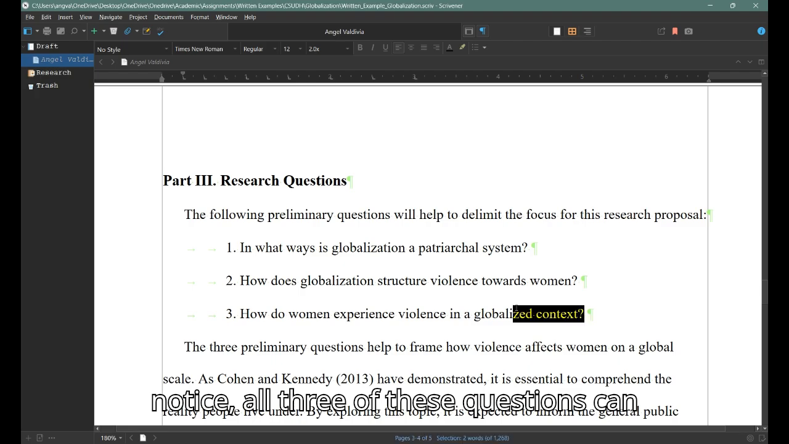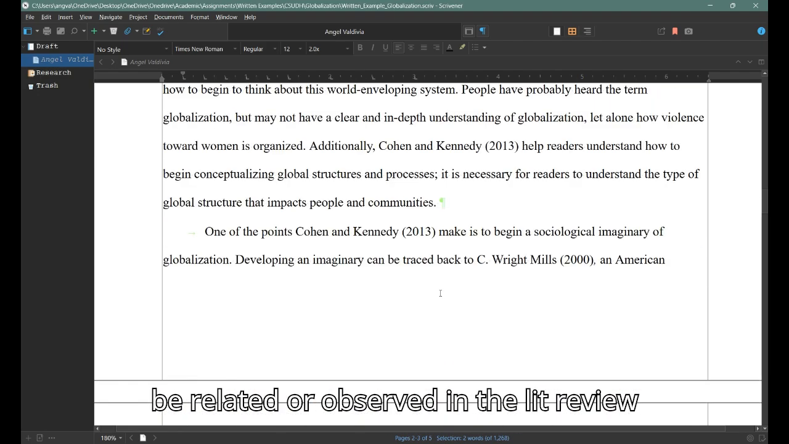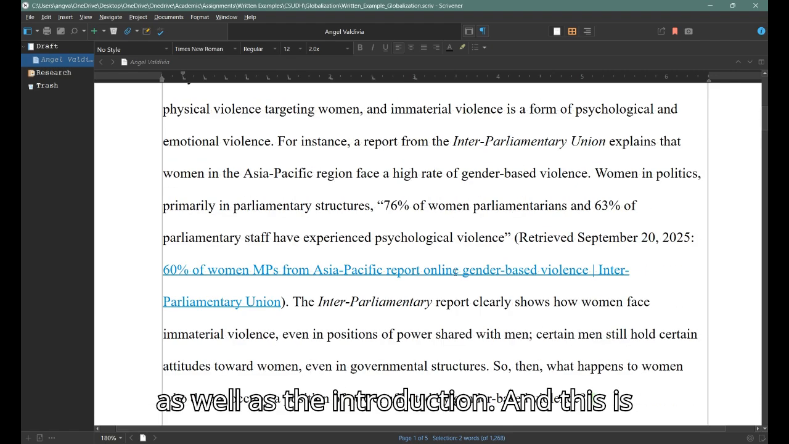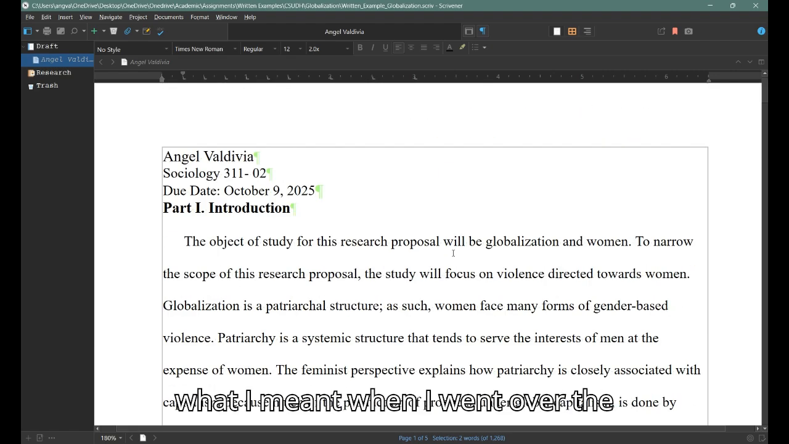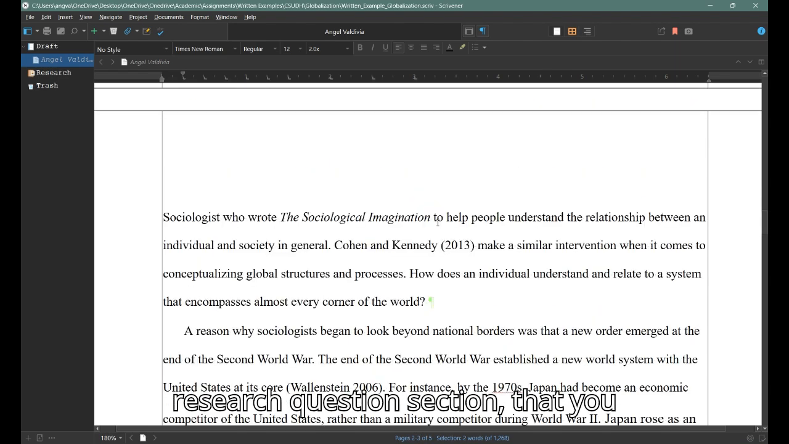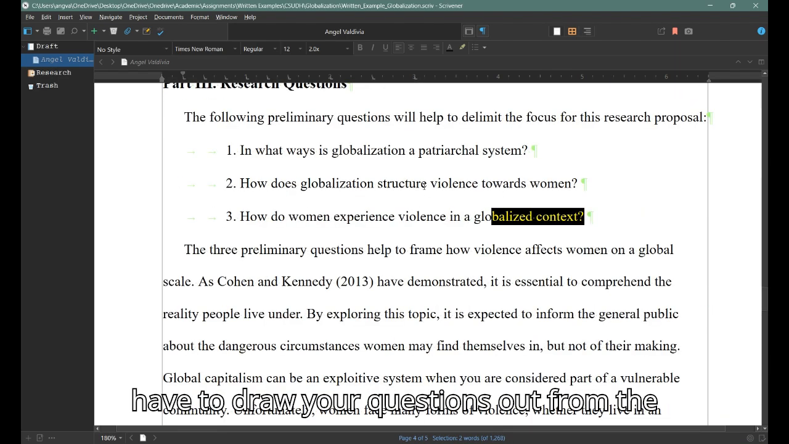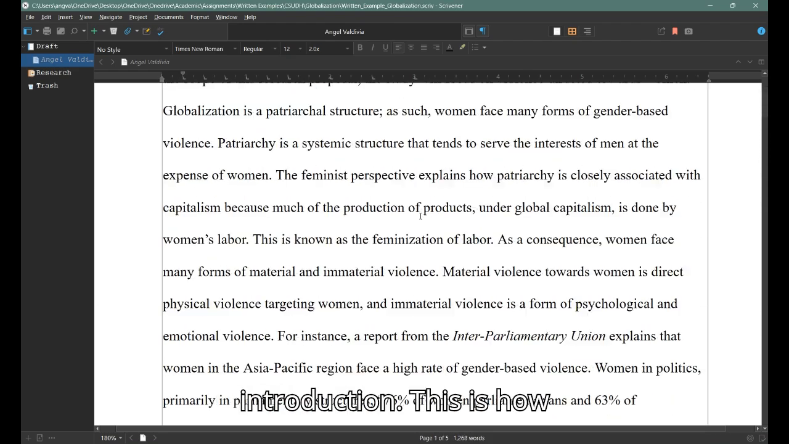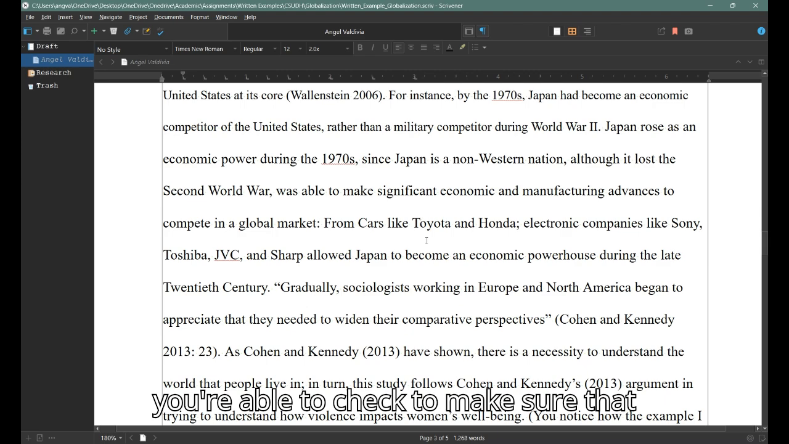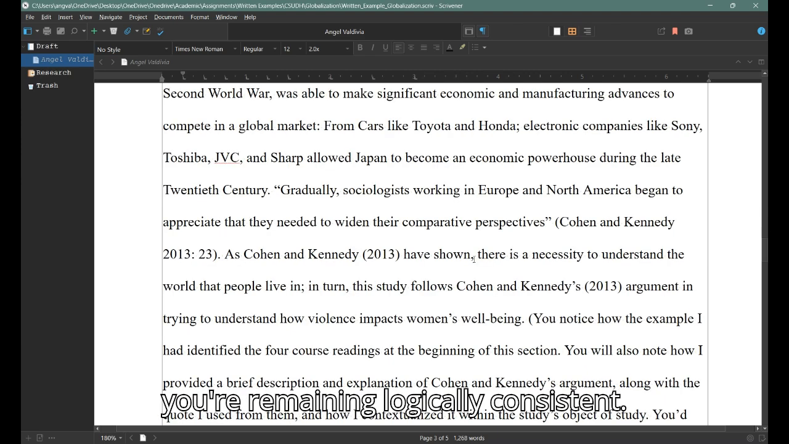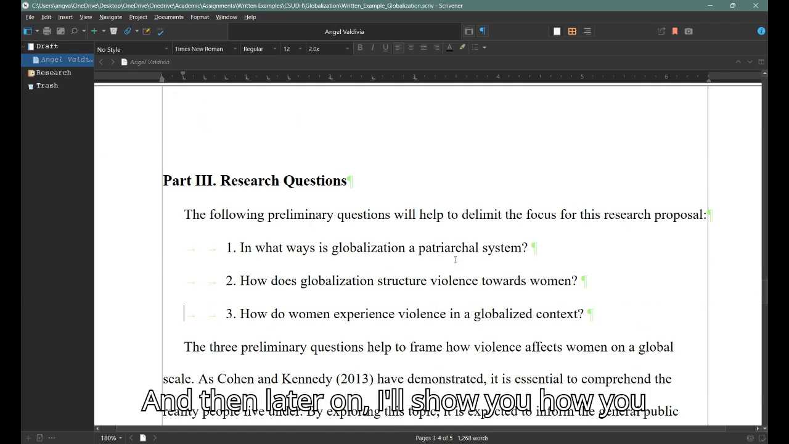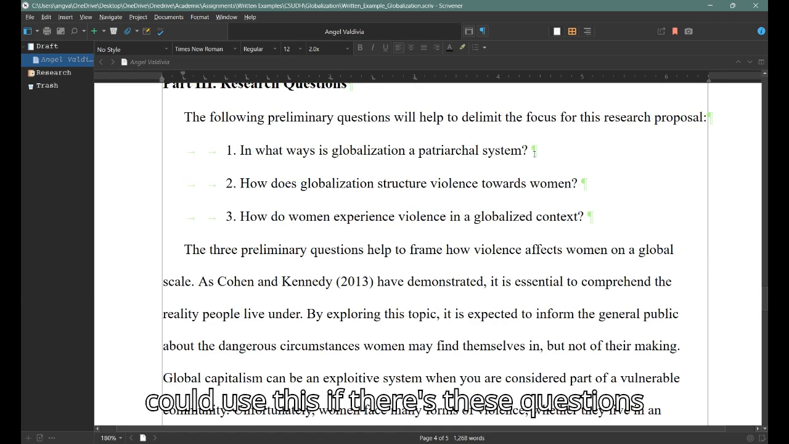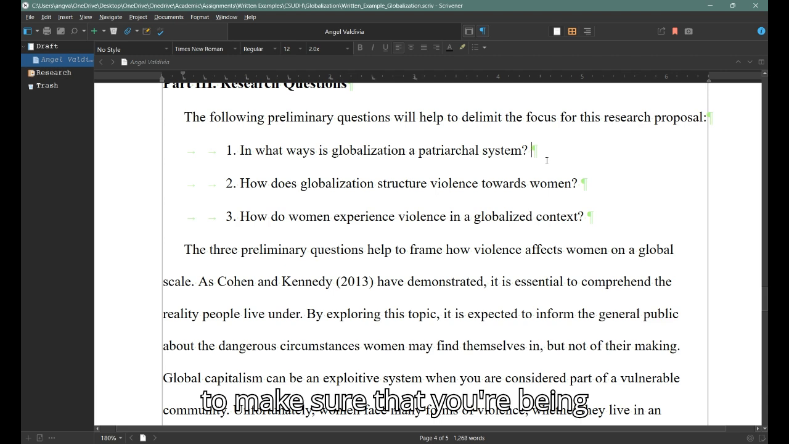If you notice, all three of these questions can be related or observed in the lit review as well as the introduction. And this is what I meant when I went over the research question section, that you have to draw your questions out from the literature review as well as the introduction. This is how you're able to check to make sure that you're remaining logically consistent. And then later on, I'll show you how you could use these questions to make sure that you're being empirically consistent in your arguments. Okay.